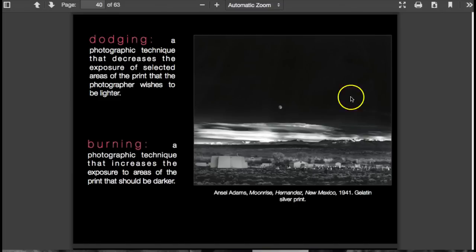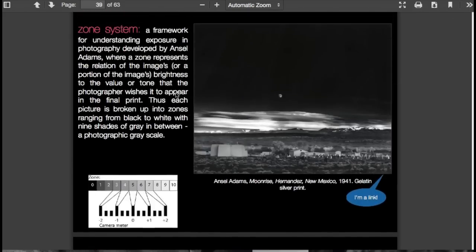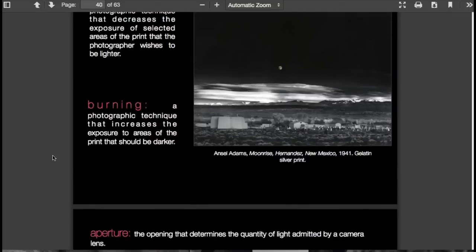And so these are important innovations that Ansel Adams is known for, this zone system, and there's a link here for you about this that really explains why this is so important.